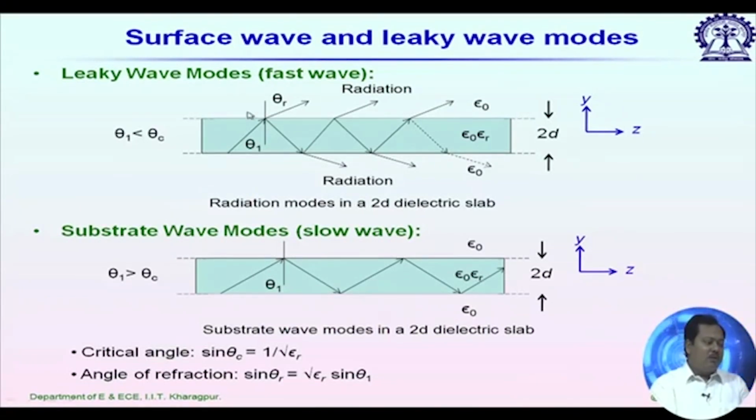It can be shown mathematically. It is possible only if the phase velocity of this wave is higher than c naught, that means in the case of a fast wave. So, this is a conceptual diagram. Next, the same wave, but in this case the angle of incidence is more than the critical angle. The relationship for the critical angle is sin theta c equal to 1 by root of epsilon r.